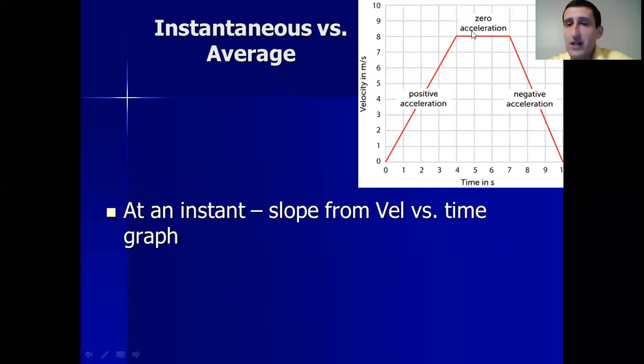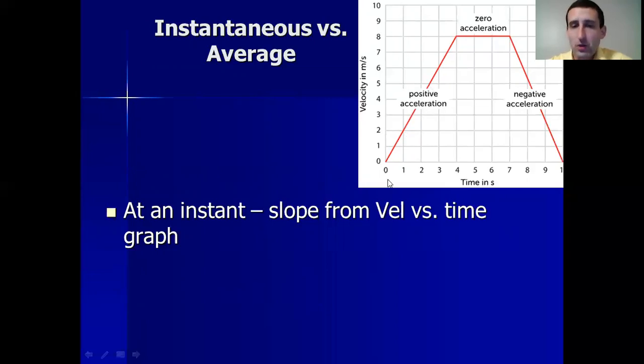Now at 4 seconds, it changes. And at 7 seconds, it changes again, right? So if we were finding the instantaneous slope at 1.2 seconds, it would be the slope of the whole line. If we were finding the instantaneous slope at 3.4 seconds, it would also be the same as the slope of the whole line, okay?